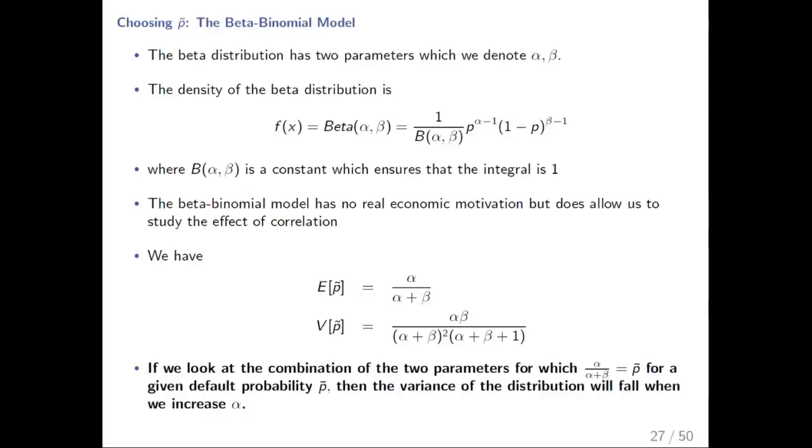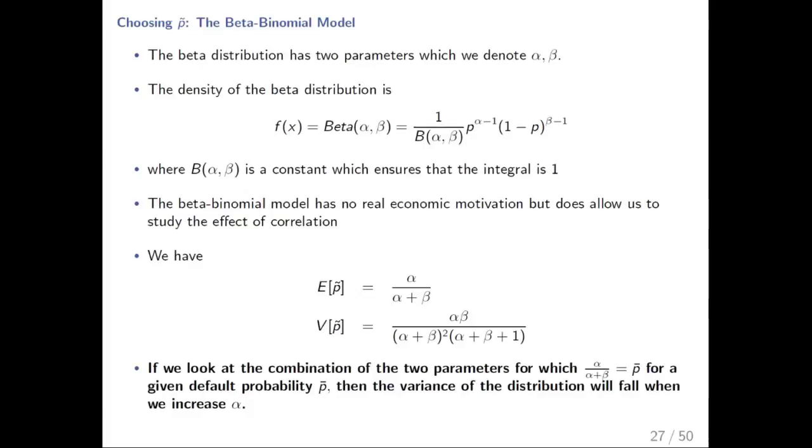You can compute the expected value of P by doing P, F of P, dP. That's analytical, and the mean is going to be the fraction alpha over alpha plus beta. That's not that important. What is important, that is important. That's going to be important for our calibration. So you can calibrate the model to any particular P by picking different alphas.